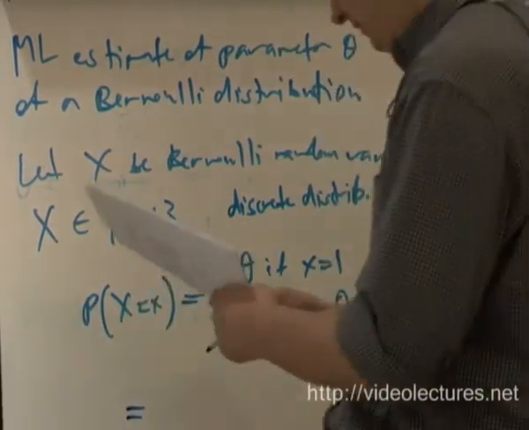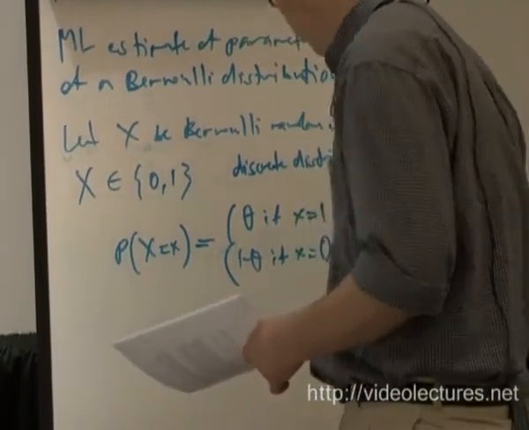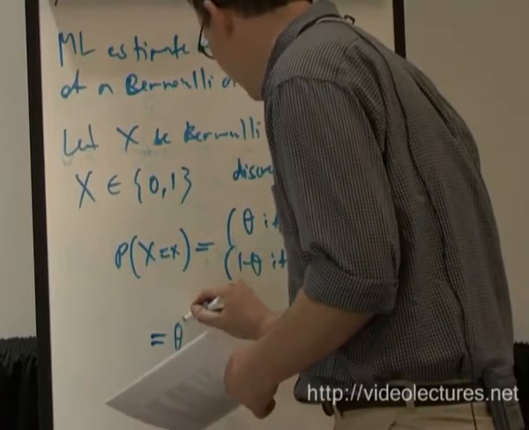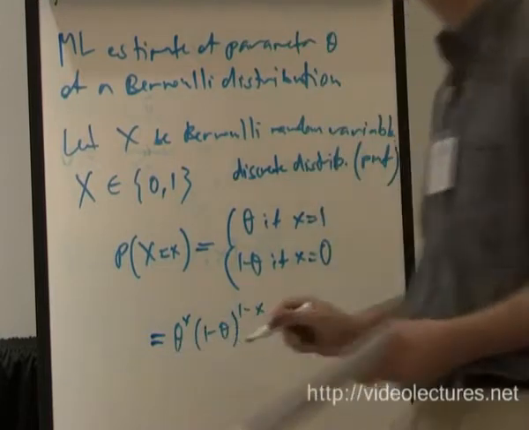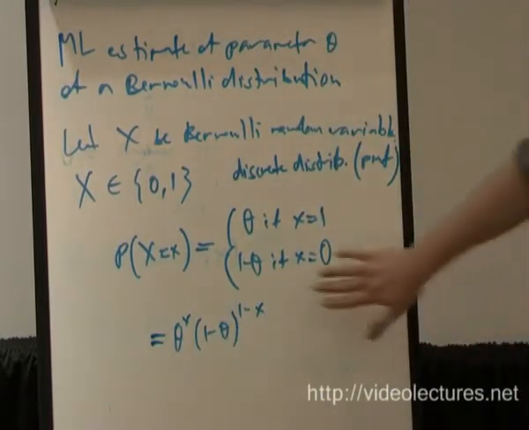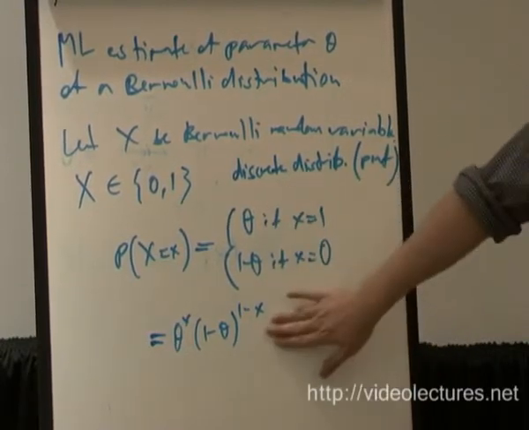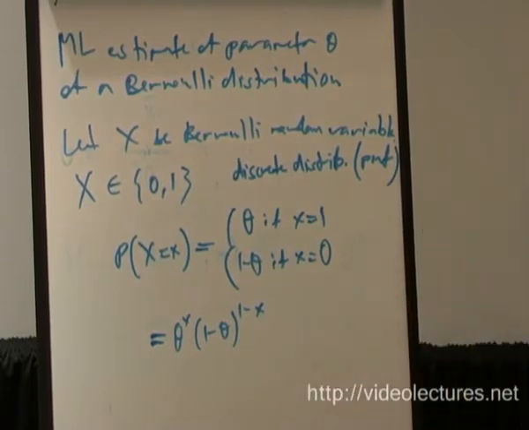I'm going to write this as theta to the power x times 1 minus theta to the power 1 minus x. This is really just saying the same thing as this. It's just that this says it in notation that's going to be more convenient for future use.